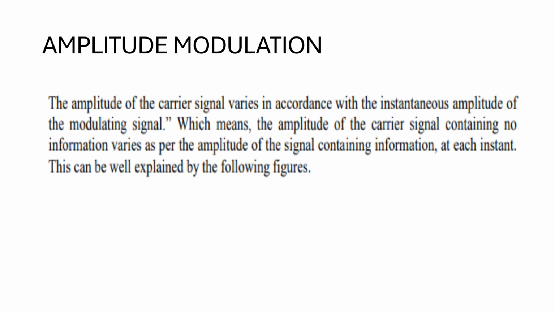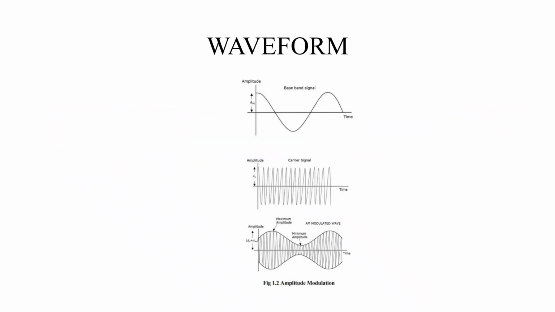In case of an amplitude modulated signal, the amplitude of the carrier is varied in accordance with the message signal, so that the frequency and phase components of the carrier signal remain constant. The only variation takes place in the amplitude term. So this is a waveform for an amplitude modulated signal.